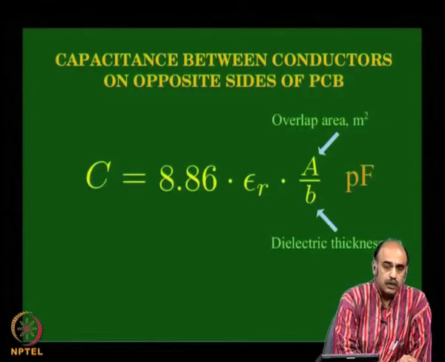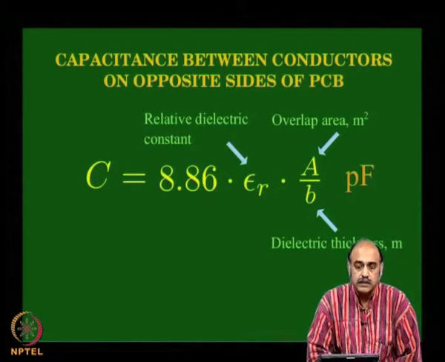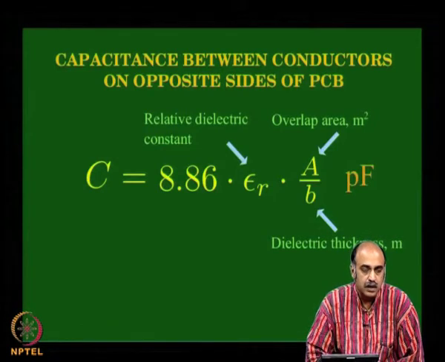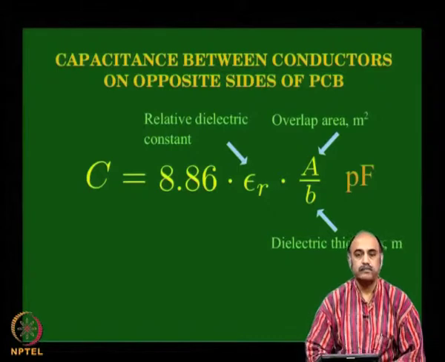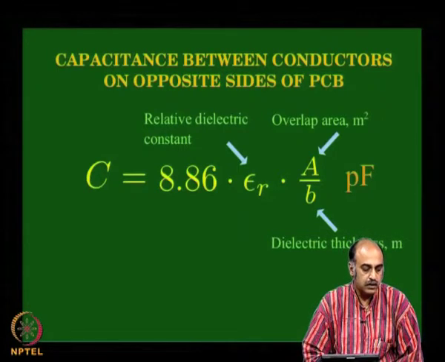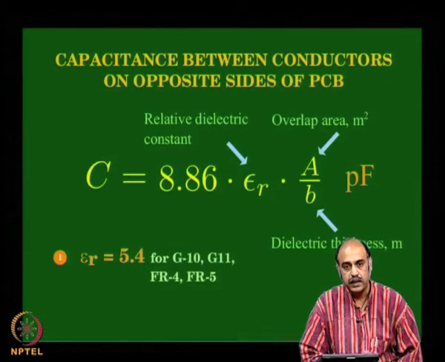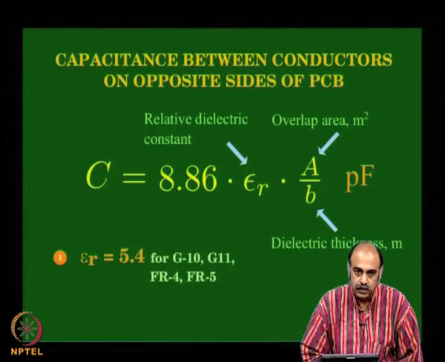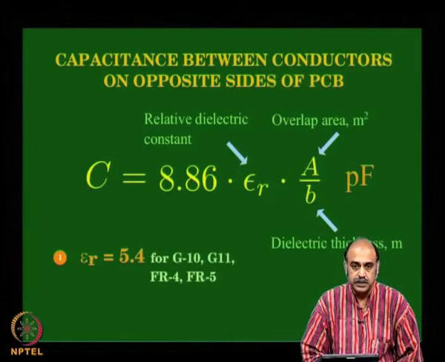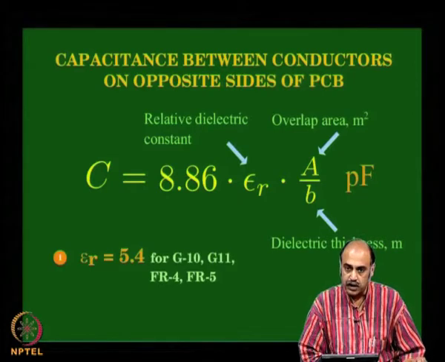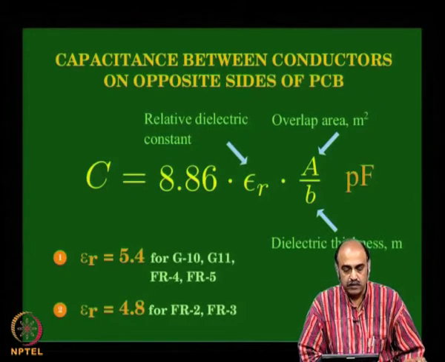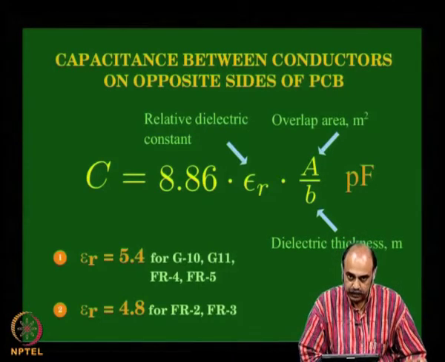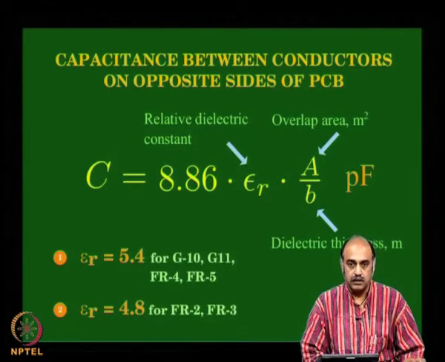Now, coming back to our slide, you see that there is one more variable there, epsilon r, which is called the relative dielectric constant. The relative dielectric constant is something which is material dependent, and it is a value 5.4 for some materials like G10, G11, FR4, FR5, which are the common laminate materials. And you have a value of 4.8 for FR2, FR3 type of materials, and for any other type of material grades, you will have to find it out from the data sheets or science tables.